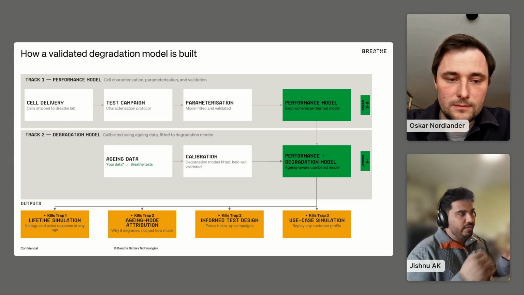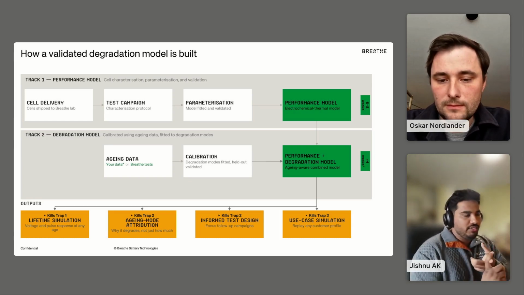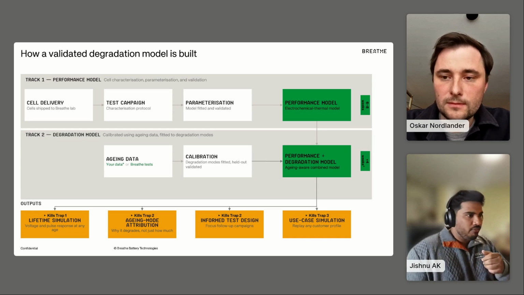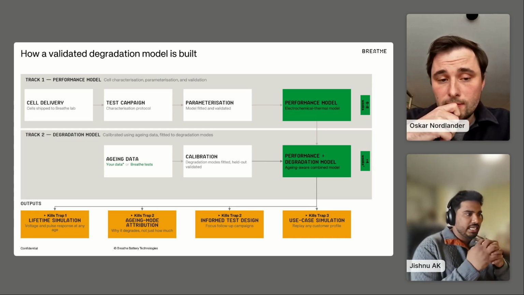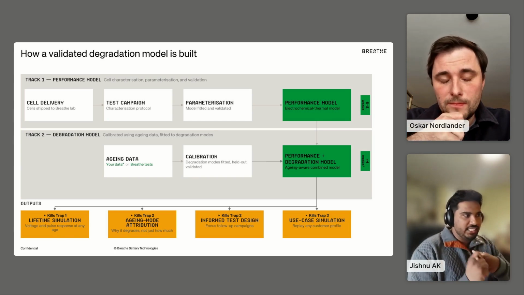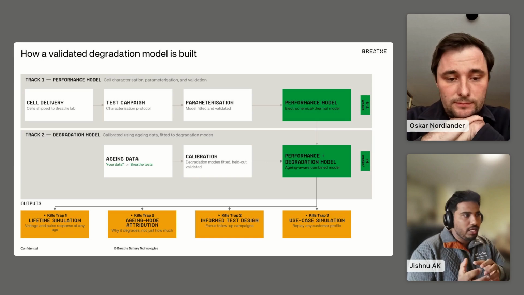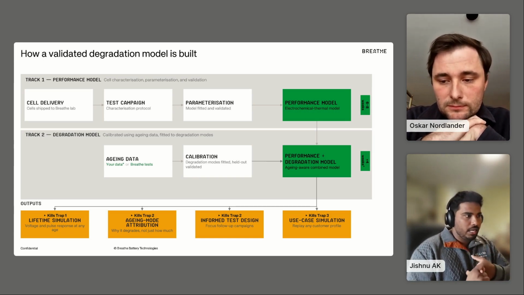So after that, we enter track number 2, or stage number 2, where the degradation model development happens. Here, we take this electrochemical model as the foundation and add submodels that describe dominant degradation mechanisms. The key input here is aging data, which either the customer can provide or we do in-house testing here at Breathe, our London-based lab, for an additional charge.